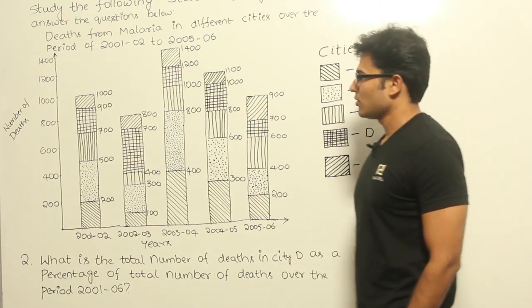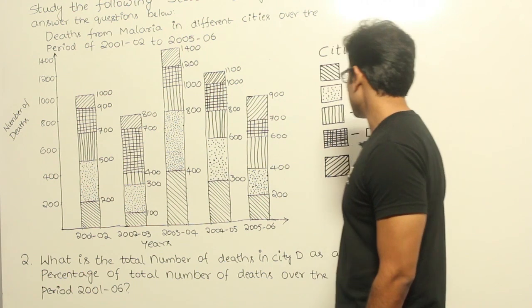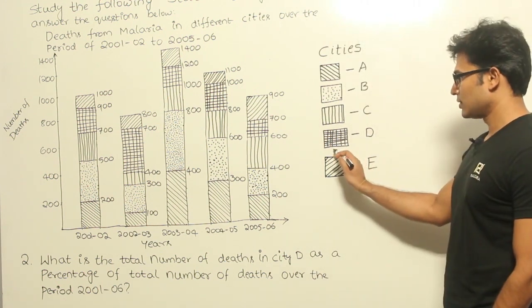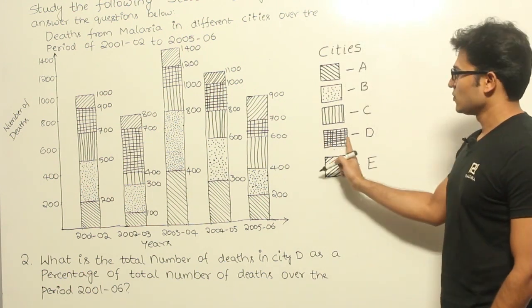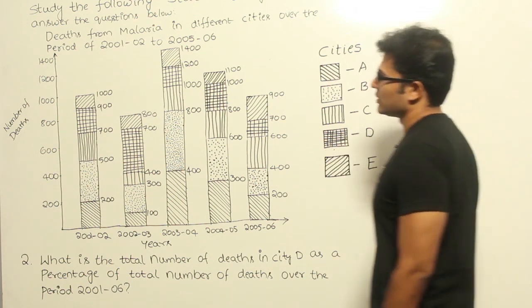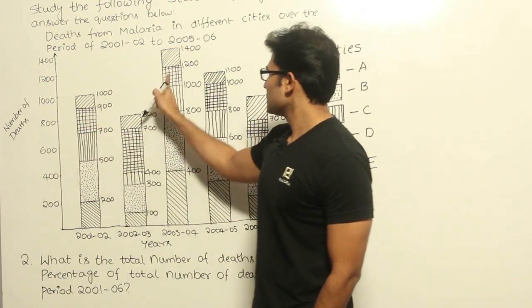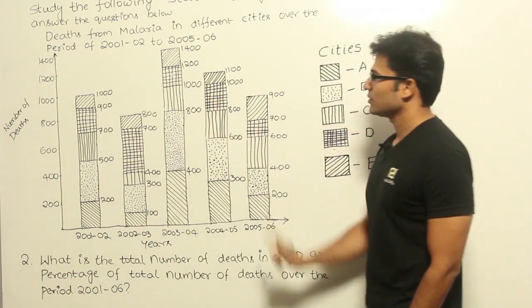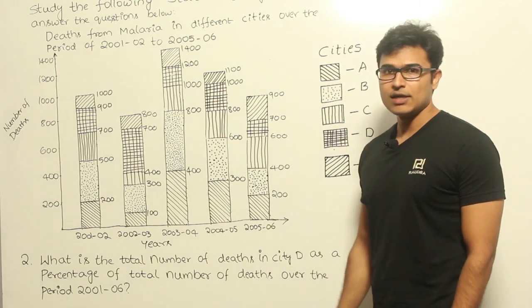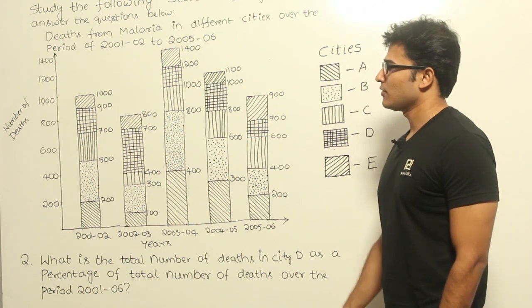Okay. So now let's see where city D is. Now if you see, city D is given by this, right? So this is the shading that we are using for city D. Therefore all the parts, this one, this one and this one, they are all representing the deaths in city D. Now find out what is the total number of deaths in city D.